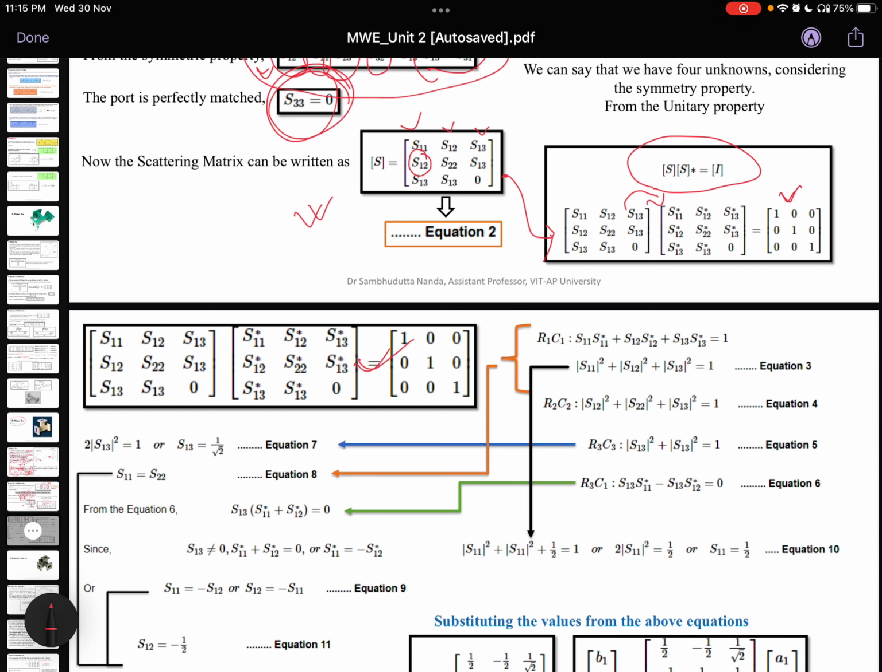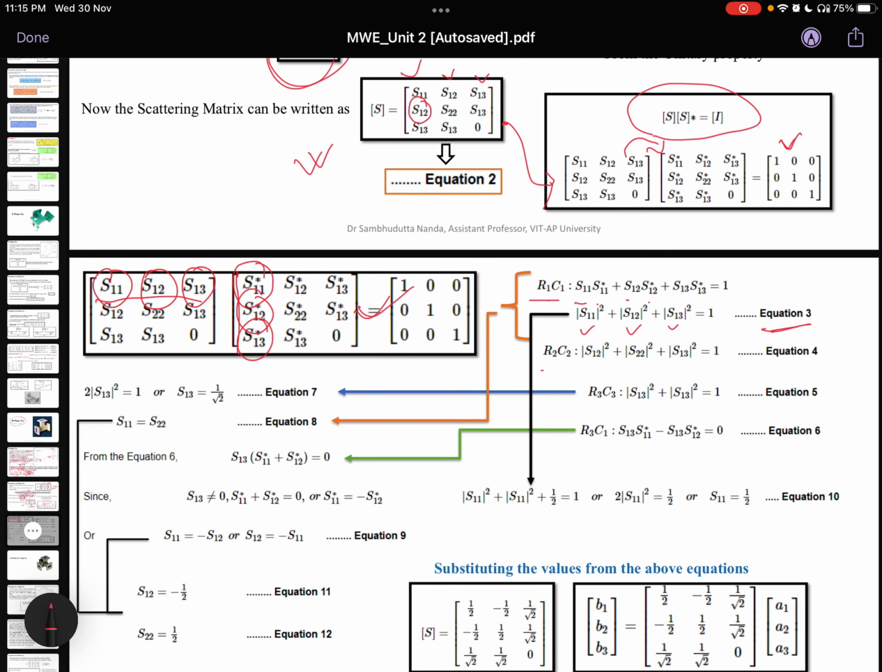So what is this equation? If I do R1 into C1, that is multiplication of row 1 with column 1. So this is your row 1 and this is your column 1. If I multiply, then I will get S11 into S11 conjugate, S12 into S12 conjugate, S13 into S13 conjugate. In this case, if I multiply two conjugate values, then their magnitude is going to remain the same. So it can be written as |S11|² plus |S12|² plus |S13|² equals 1, and we take this as equation number 3.